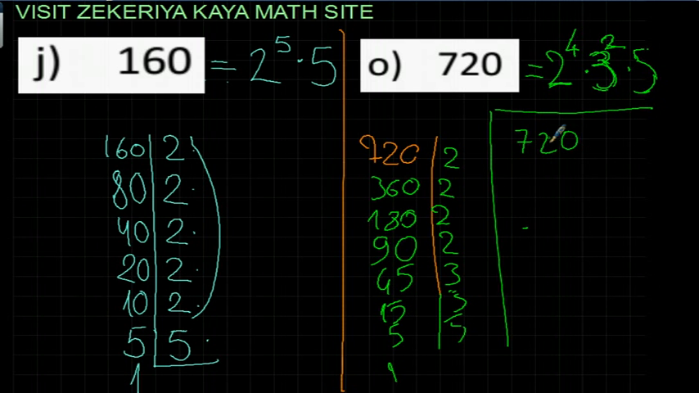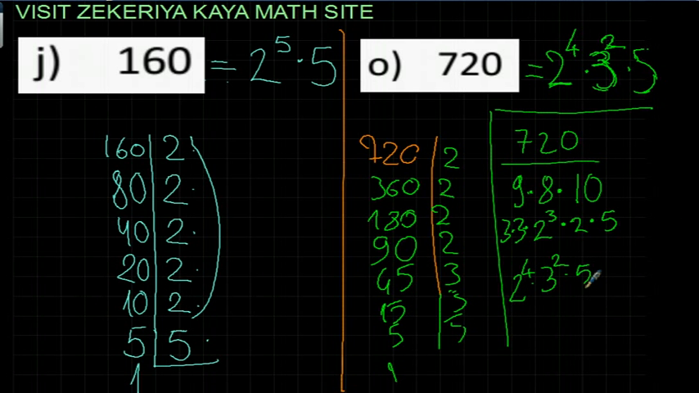For 720, we know that it is 72 times 10. For 72, how can you write it as a product? 9 times 8. So now this is a factorization. We must find the smallest factors. For 9, 3 squared. For 8, 2 cubed. For 10, 2 times 5. How many 3s will be there? 3 squared. 2 cubed here, 2 here, 2 power 4 will be there, and 5 will be there.